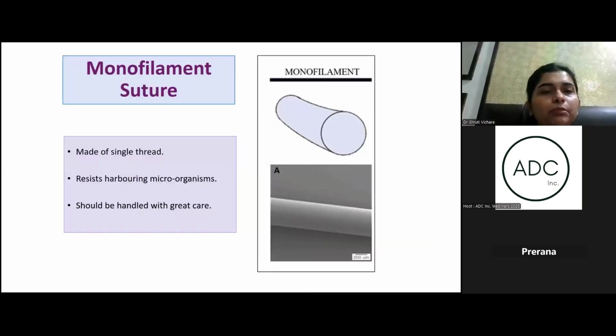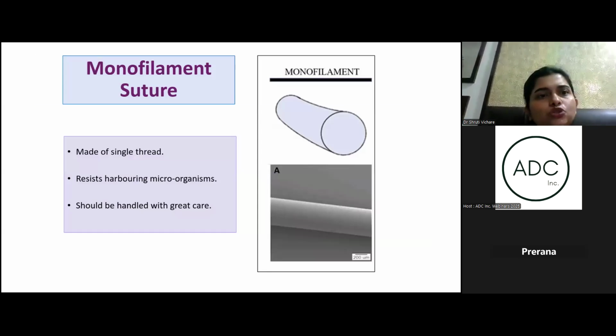Now coming to monofilament sutures, which is another term very commonly associated with sutures. What is the meaning of mono? Mono means one. So there is one filament involved in the constitution of the suture. It is made up of one single thread. Now what is the advantage of it?